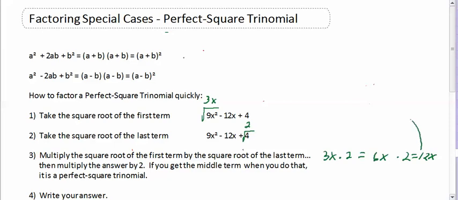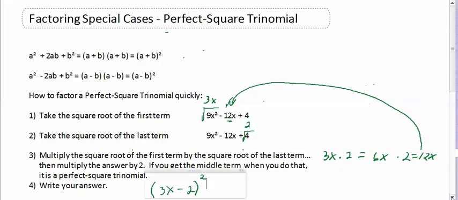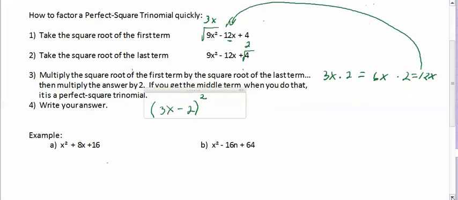If you get the middle term, then it's a perfect square trinomial. And it is, it's a perfect square trinomial. So therefore, then you take your parentheses, you put your first term here, the square root of it, the last term here, the square root of it, in parentheses. The middle term determines the sign between the two terms, and square it. And that's your answer. That's your factored form of a perfect square trinomial.